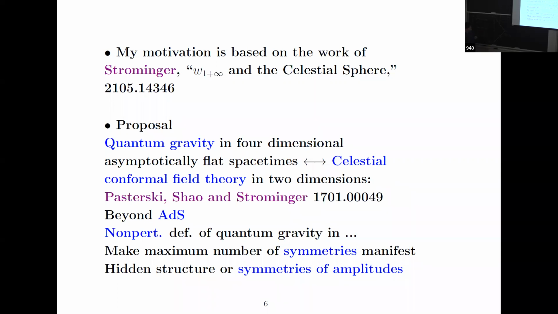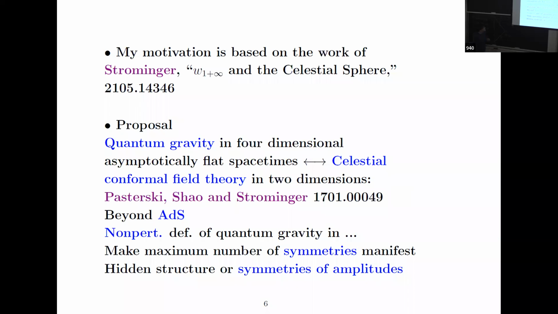Then what is celestial holography? Basically, in four dimensions we can consider asymptotically flat spacetimes, a four-dimensional theory, and then we have a two-dimensional boundary theory. This celestial CFT has some similar structures compared to conventional CFT, but there are some differences here.